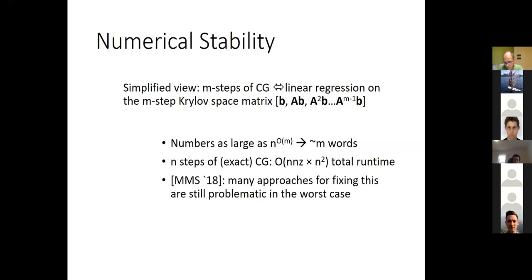As you can imagine, once we're in the floating point setting, there is a lot of room to do these roundings. You can try to truncate the numbers. I mean, there's all sorts of things that one could do. And there have indeed been a lot of methods proposed for speeding up this aspect of conjugate gradient. Recently, though, there was a paper by Musco and Sitford who showed that many approaches for trying to fix this are still problematic in the worst case.